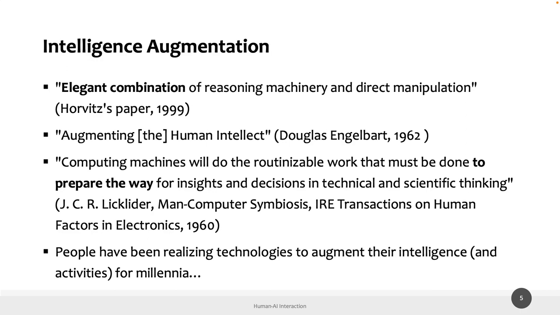But there is the shift, this contraposition between artificial intelligence, which wants machines able to do everything that a human can do, and intelligence augmentation, which says, wait a moment. Why not have technology supporting people in doing what they are doing well, so that they can do better things. And we have Engelbart in '62, Licklider in '60, and later on, in the Horvitz paper that you have read, Horvitz speaks about an elegant combination of reasoning machinery and direct manipulation.